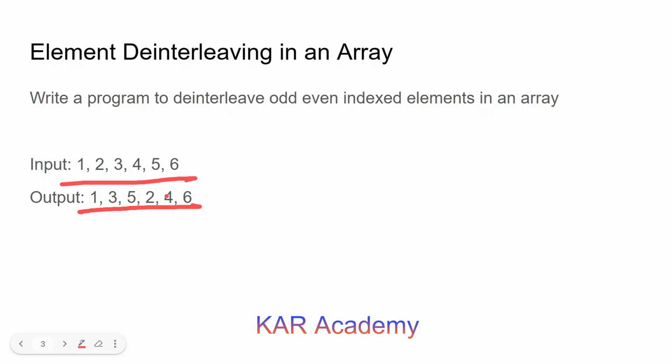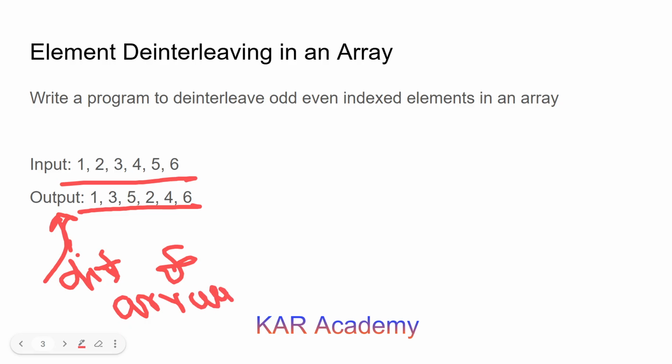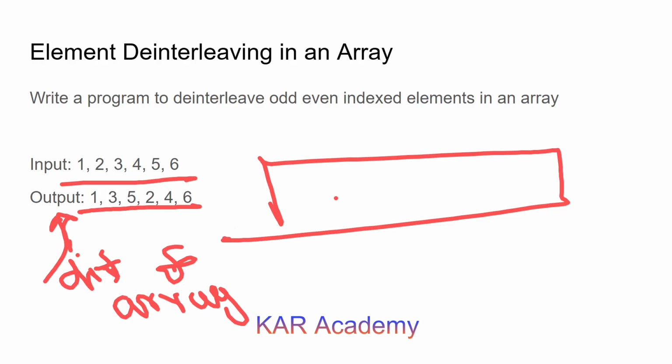The input will be in an array and the output can be in a different array. So it looks something like this. You have an input array, and what you need to make sure is that the number of elements in the input array will always be even.